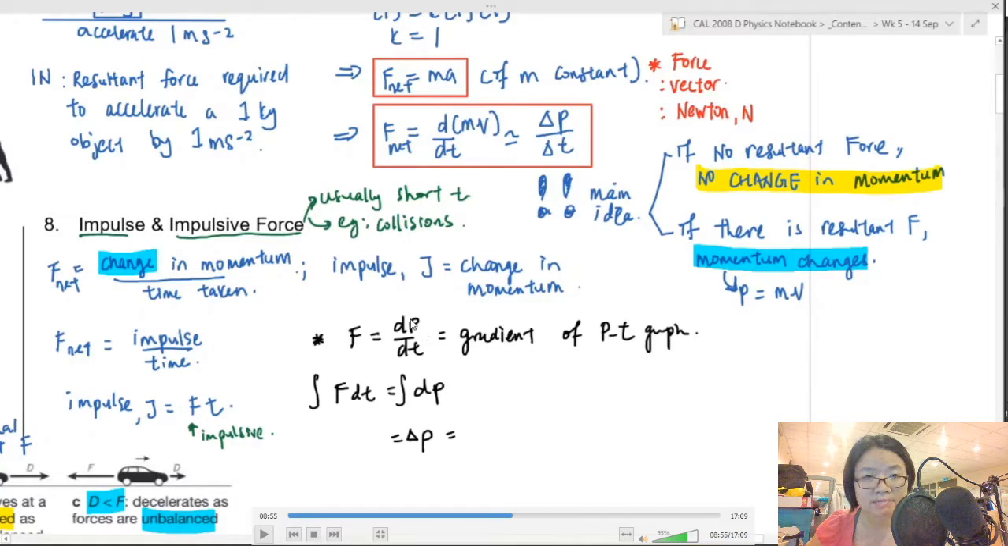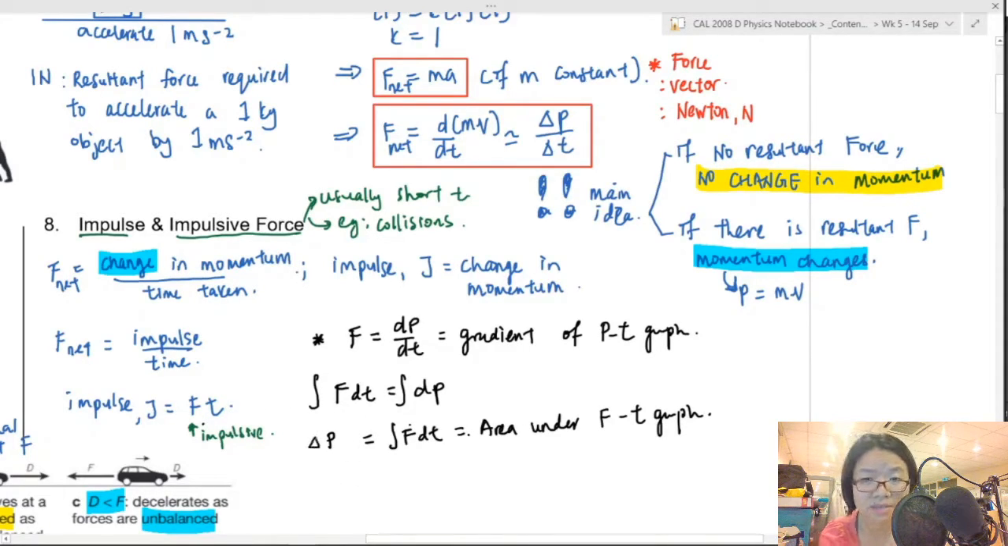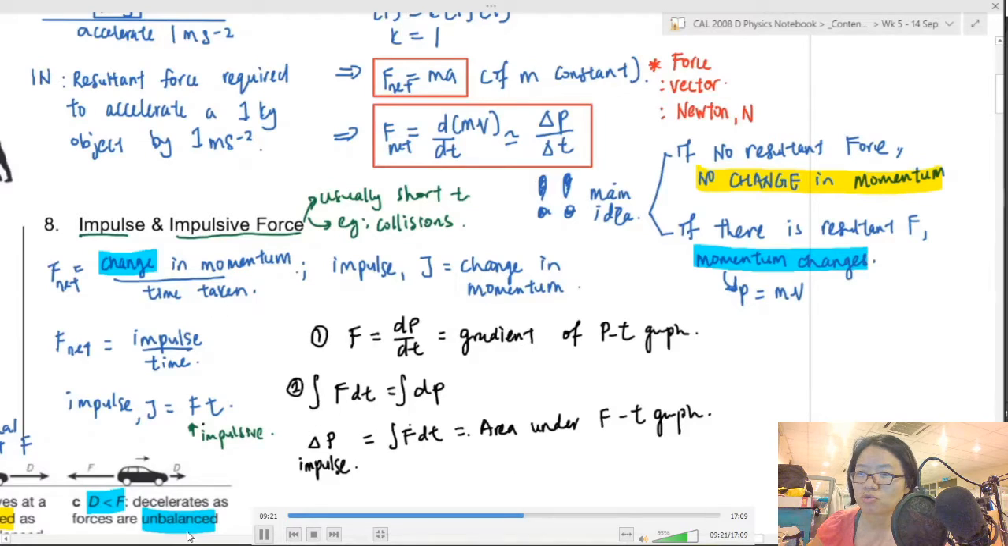Okay, p divided by t. And if I bring this dt over and I integrate both sides, I will get change in momentum will be equal to the area under the graph, under the F-t graph. So impulse or change in momentum is area under F-t graph. My friends, if you don't do maths or add maths in your lower levels, then you have to memorize this as facts. If you know, then it's very basic calculus. Number 1, force is the gradient of p-t graph. Number 2, your impulse will be the area under your F-t graph. Alright, so it's pretty straightforward.